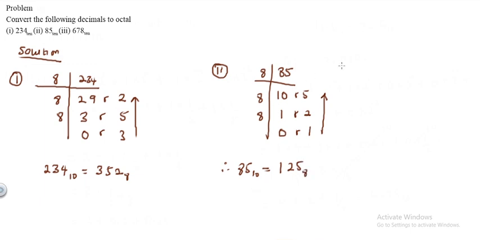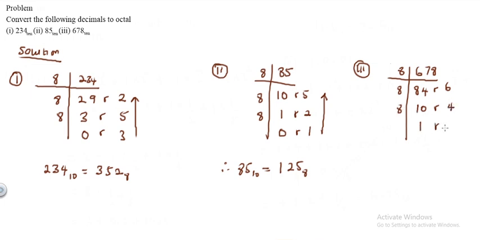For the last example, I'll come here and say we're asked to find 678 base 10 to octal. So I'll divide it by 8. How many times does 8 go into 678? 8 goes into 678 84 times. Remainder 6. How many times does 8 go into 84? 8 goes into 84 10 times. Remainder 4.